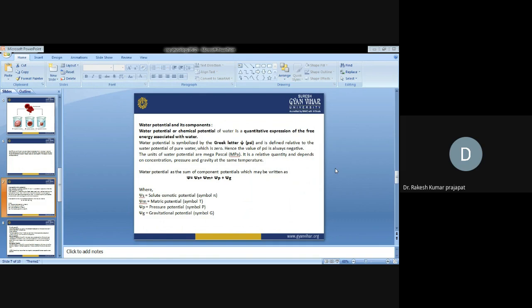Water potential is the sum of component potentials, which may be written as psi s, psi m, psi p, psi g. Psi s is solute or osmotic potential. Psi m is matric potential. Psi p is pressure potential. Psi g is gravitational potential.